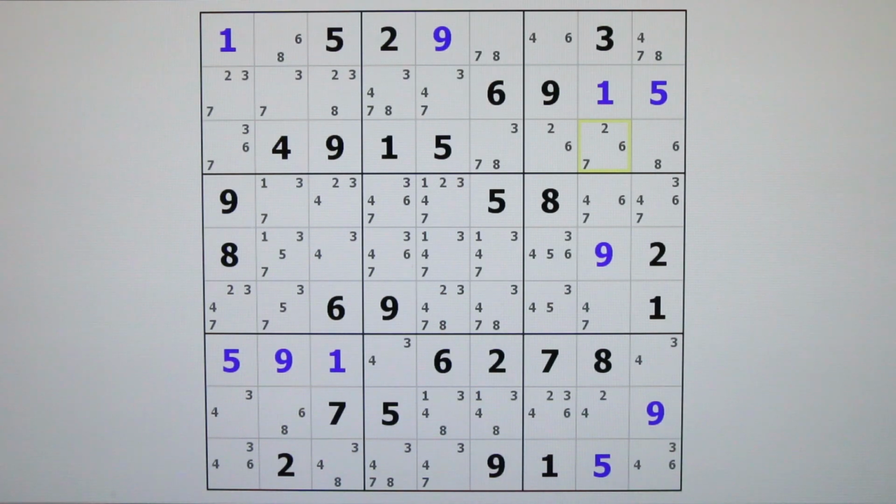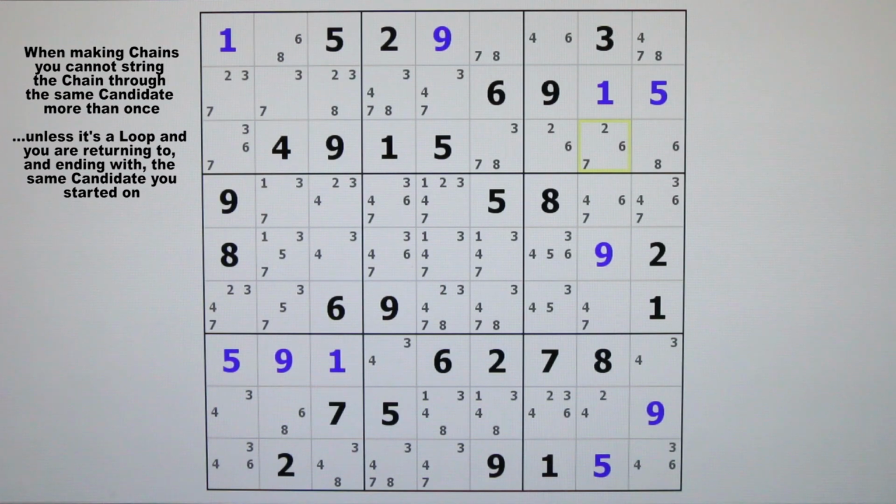Okay, before we wrap up today, I'd like to make a couple of other points, real quick. And that is, when you're making chains and loops, you can only use any one particular candidate once, and you can't come back and string the chain through it 2 or 3 times. You can either use it once as you're going along, or you can return to it if that's where you end. Like in a loop, sometimes you can return to the same cell or to the same candidate that you start on, and that's okay.